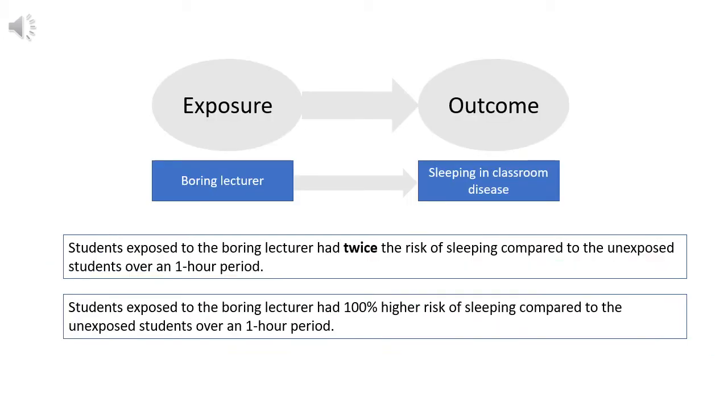How do we interpret this measure of association between the boring lecture and sleeping in classroom disease? We can say that students exposed to the boring lecturer had twice the risk of sleeping compared to the unexposed students over an 1 hour period. We can also say that the students exposed to the boring lecturer had 100% higher risk of sleeping compared to the unexposed students over an 1 hour period.